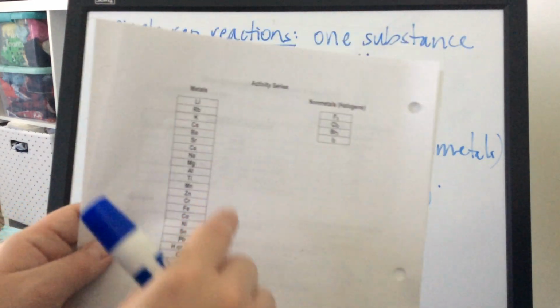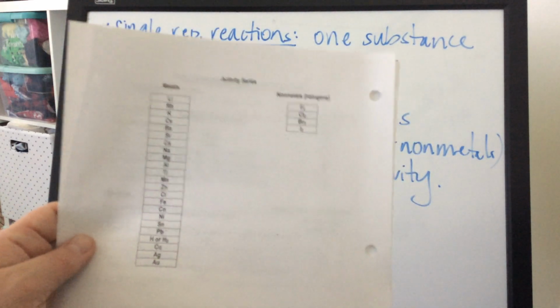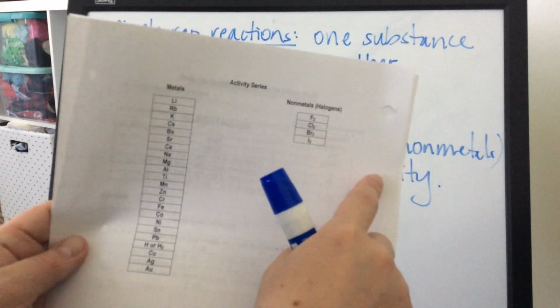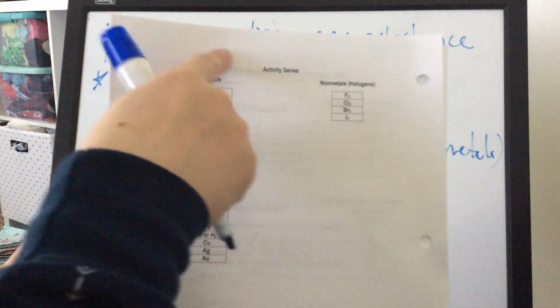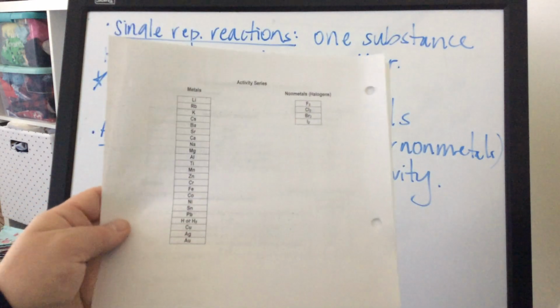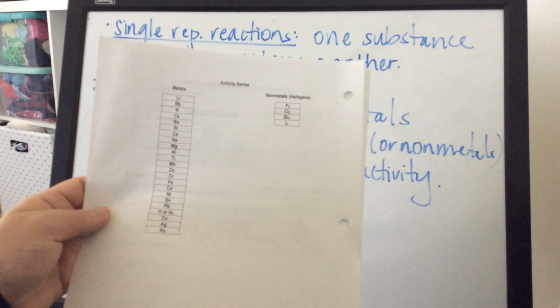And in your nonmetals, it's the same thing, although the chart is so small. Fluorine is very reactive, while iodine is not very reactive. Okay, so high reactivity, low reactivity, same thing over here. So that's what the activity series is.